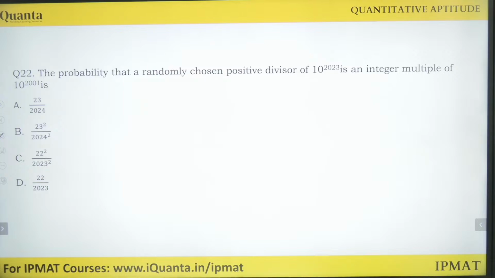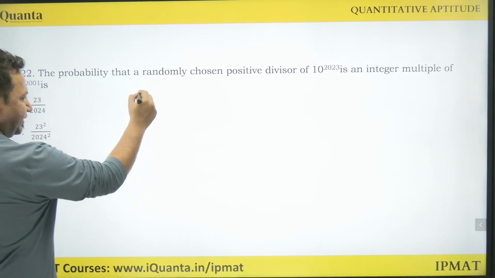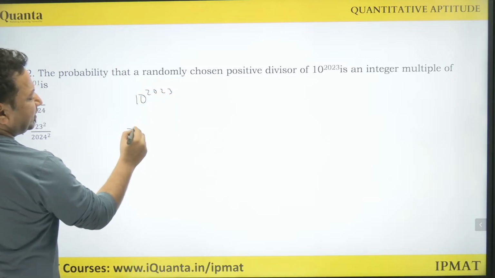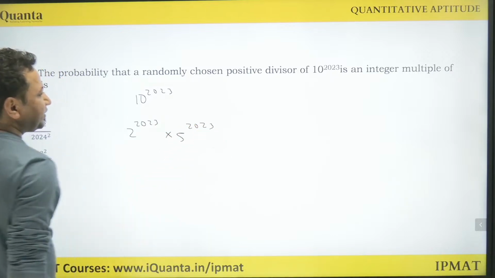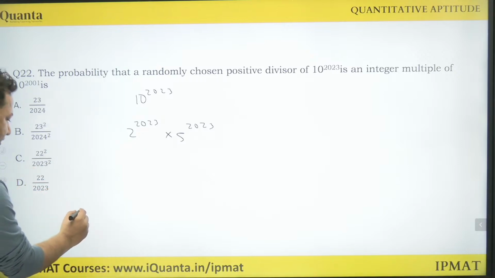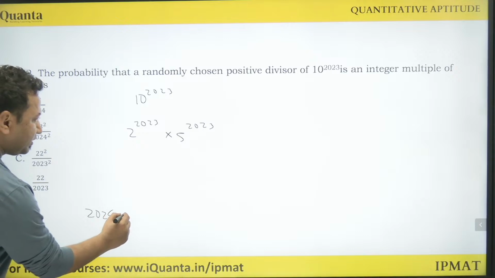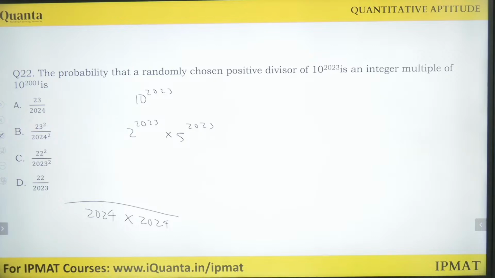Coming to the next one. The probability that a randomly chosen positive divisor of 10 to the power 2023 is an integer multiple of 10 to the power 2001 is how much? Okay. So 10 to the power 2023 is equal to 2 to the power 2023 multiplied by 5 to the power 2023. All right. So how many maximum cases can we have? We can have 2024 powers of 2 and 2024 powers of 5. Why did I say 2024? Because 0 can also be a power. That is how we try to calculate the number of factors, right?